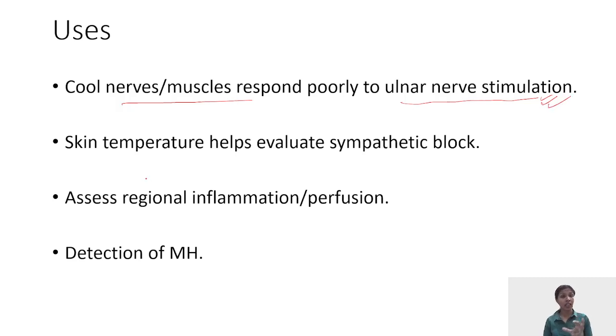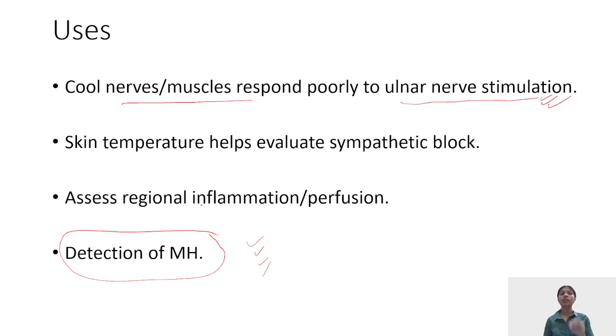Then, is there any other use for your skin temperature? Yes, there is one use for the skin temperature. I've already told you before that whenever a central neuraxial block or a peripheral nerve block is given, there is vasodilation, and thus the temperature of that area increases, which can be used as a surrogate marker for the success of your blocks. Third, and one of the most important uses of temperature monitoring, is in the detection of a very serious anesthetic complication, which is malignant hyperthermia. So these are three more uses of temperature monitoring.